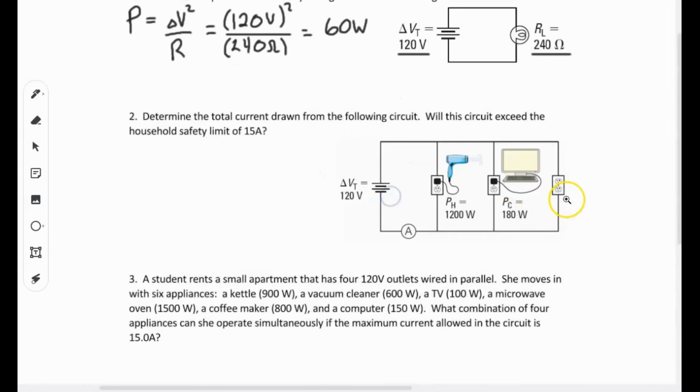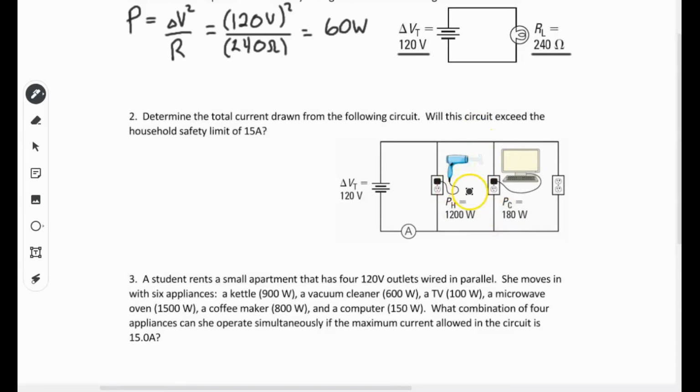In this second example problem, we have a circuit. It's a simple parallel circuit where we have a hairdryer which consumes 1200 watts. That's what you'll usually see when you look at an appliance, even a light bulb. It's not going to tell you current, because the current it draws will depend on how many things you have plugged in. But it can tell you how much power it uses in order to run properly.